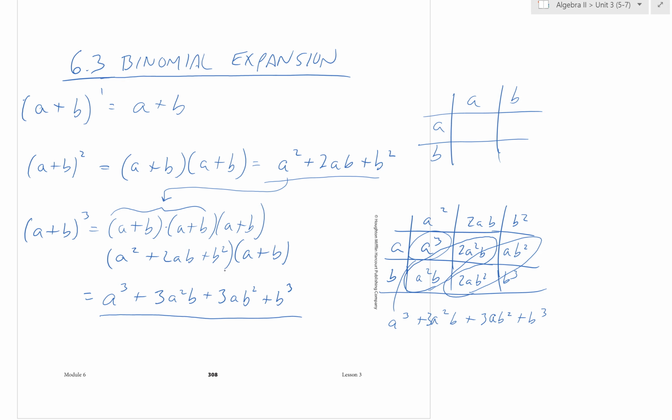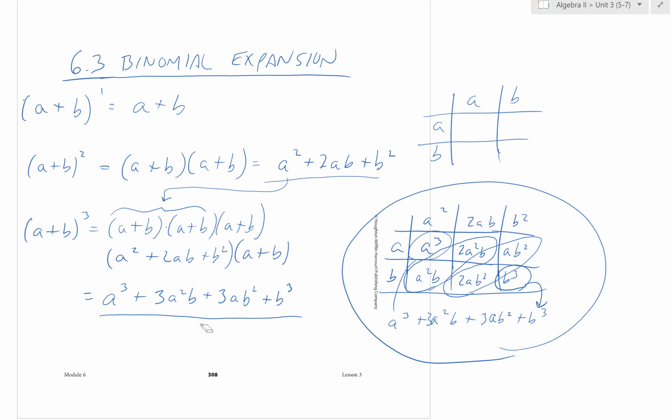The way that you can get those I showed over here in the box method on the right. When you're combining like terms, they're always on the diagonal, so you have a cubed just by itself, and then these are a squared b terms. And so there's 2 there and 1 there, so altogether we have 3a squared b. And then these 2 terms are ab squared, and there's 1 there and 2 more there that are ab squared, so we have 3ab squared altogether. And then the b cubed here at the end gives us our last term.